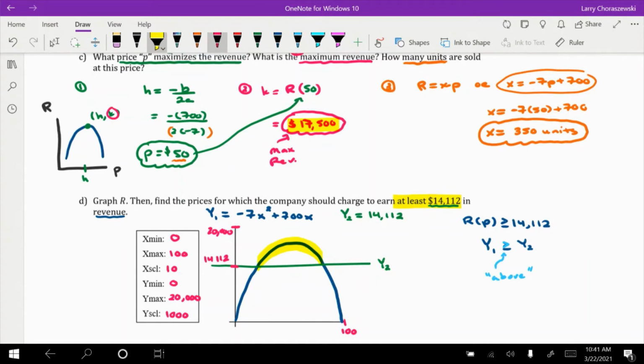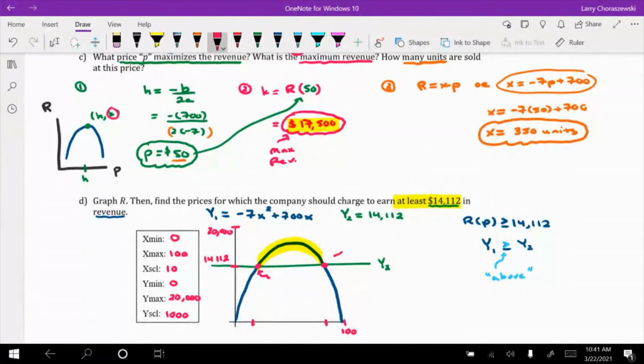So the prices that correspond to this piece that I have highlighted in yellow would be all of those that are between these 2 points of intersection. Okay, I'm going to go underneath each point of intersection and put a tick mark. Because the first tick mark is the minimum price, the second tick mark is the maximum price in order for the revenue to be at least 14,112.